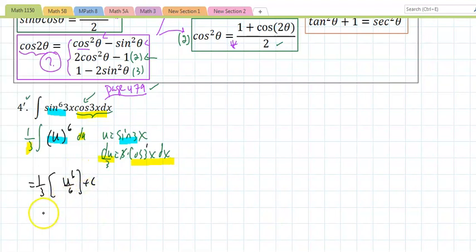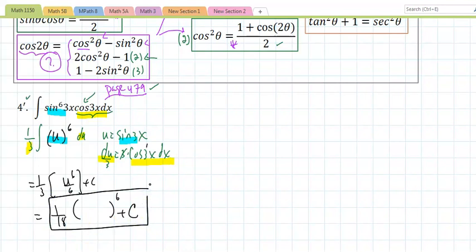So wouldn't you say this would be 1 over 18 times whatever u was? And what was, I'm sorry, u to the 6, I'm getting excited there. Add 1 to the power, divide by that. That's 21, and that is a 7. So what was u? Again, u was the sine of 3x.